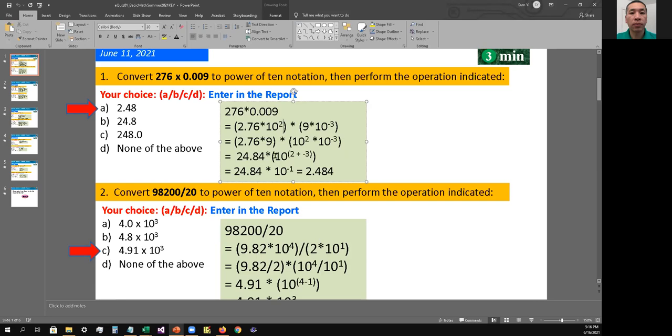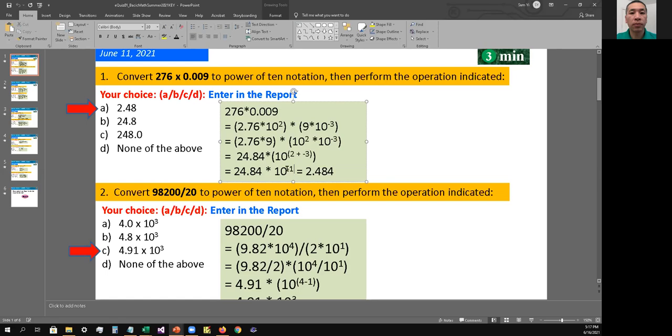Then you rewrite it and combine these together into one parenthesis, grouping the 10 to the 2 and 10 to the negative 3 together. Now you multiply the 2.76 by 9, which gives you 24.84. Since they have the same base, 10, you just add the exponents when you multiply. So 2 plus a negative 3 gives you negative 1. Therefore, the answer is 24.84 times 10 to the negative 1.